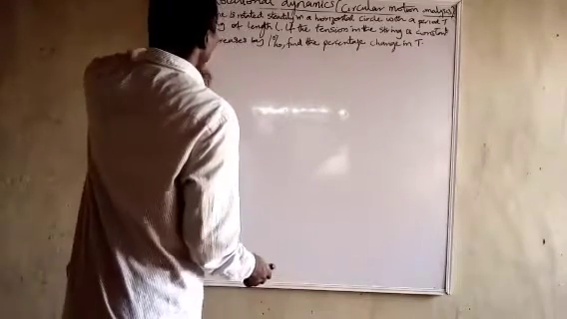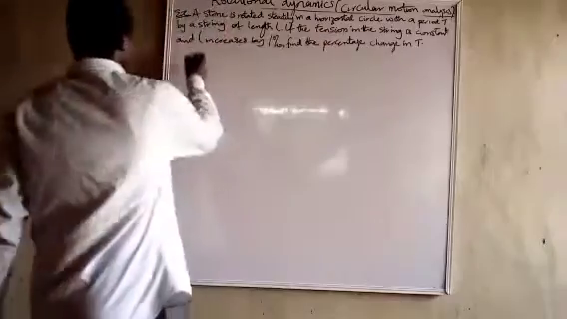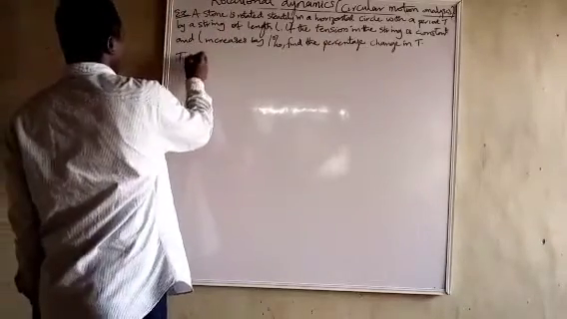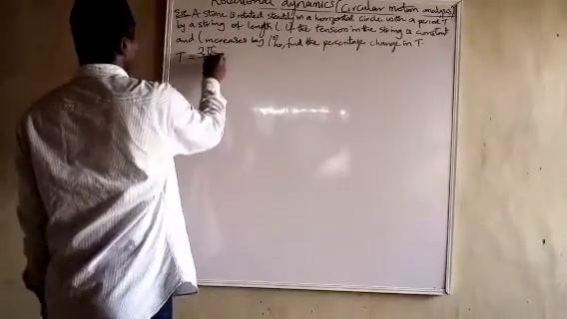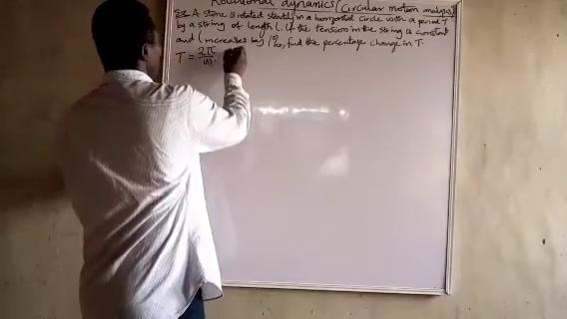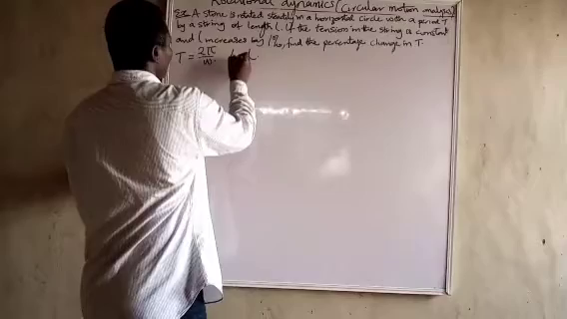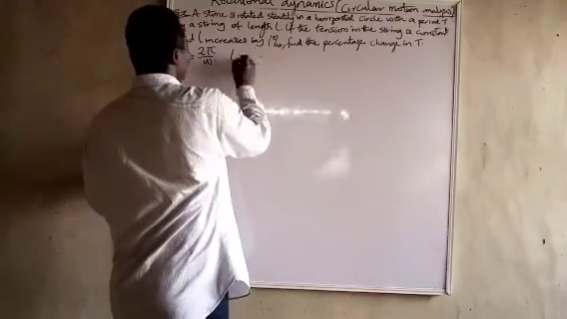A stone is rotated steadily in a horizontal circle with a period T by a string of length L. If the tension in the string is constant and L increases by 1%, find the percentage change in T. Now let's get our quantities. We are told that the initial period is T, which is 2π over ω, and the length is L.